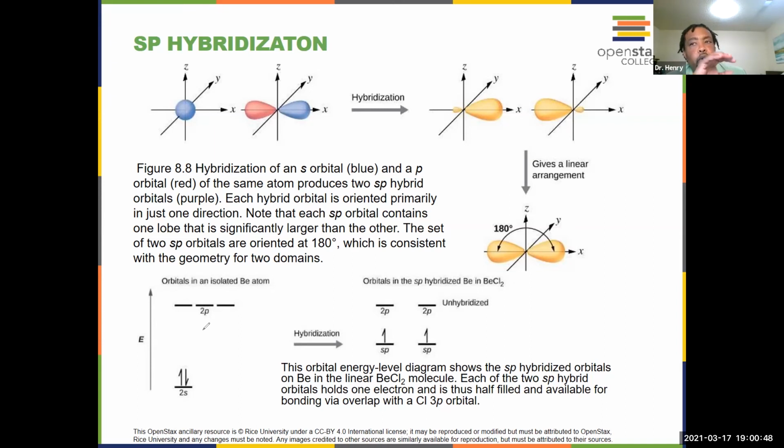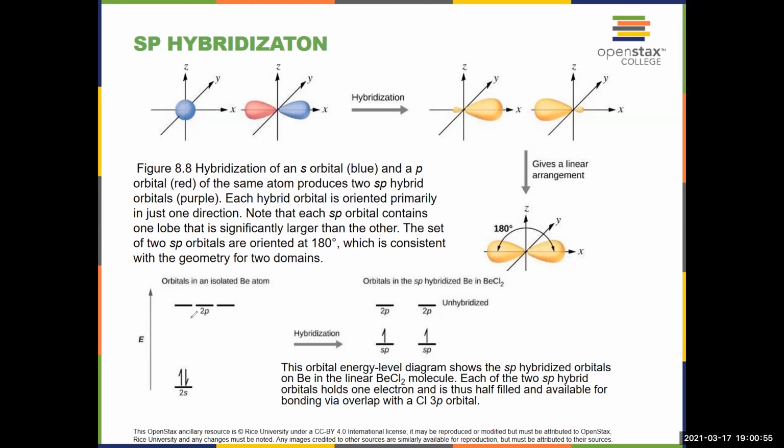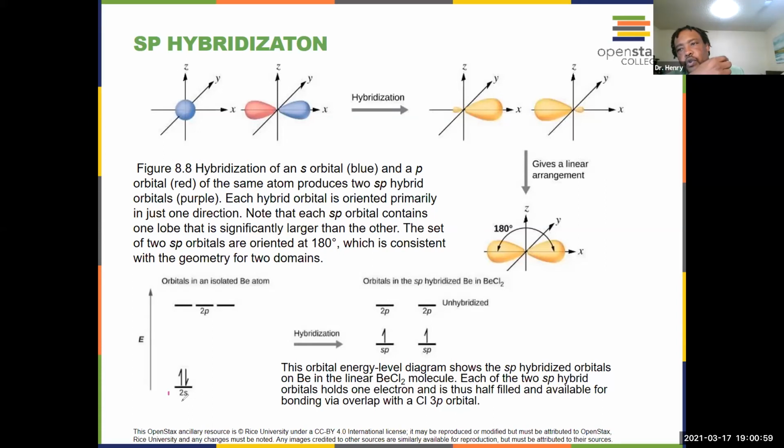So when beryllium is alone by itself, this is the way it's going to look. But when it hybridizes, when it gets ready to form a covalent bond, it takes this orbital and it takes one of these p orbitals and mixes them together. So here's that s and here's that p. It mixes them together to make what is called the sp orbital. So these are 2 sp orbitals.